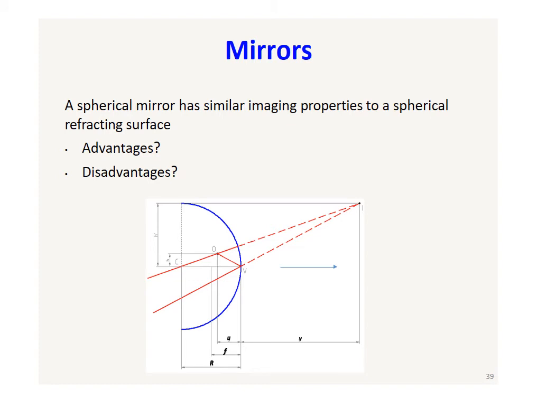So a spherical mirror has similar imaging properties to a spherical refractive surface. And then we can use the same paraxial approximations.